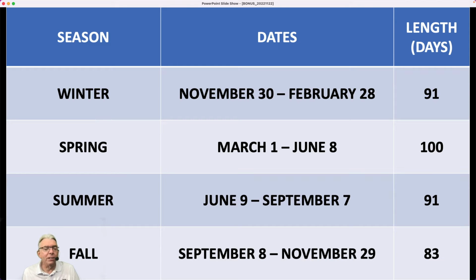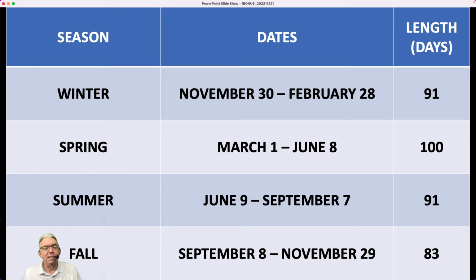And then if you define spring and fall as the periods of time between that, this is really interesting, that spring turns out to be 17 days longer than the fall, running from March 1st to June 8th, and the fall running from September 8th to November 29th.